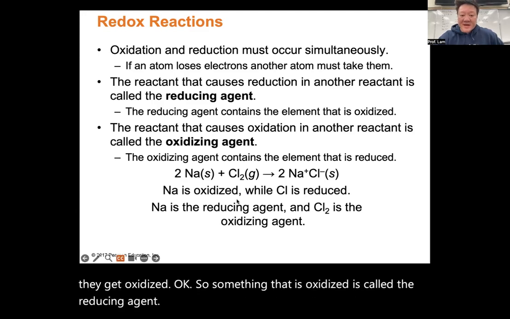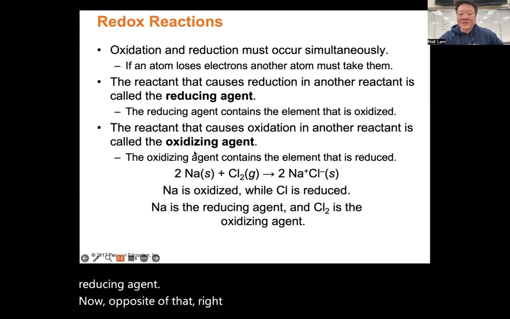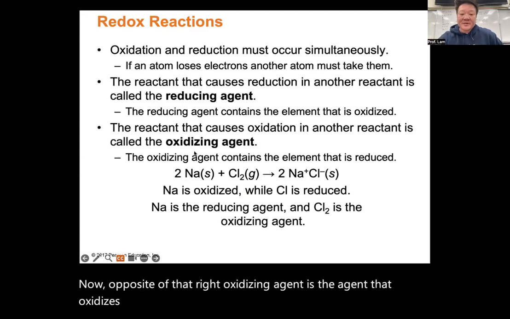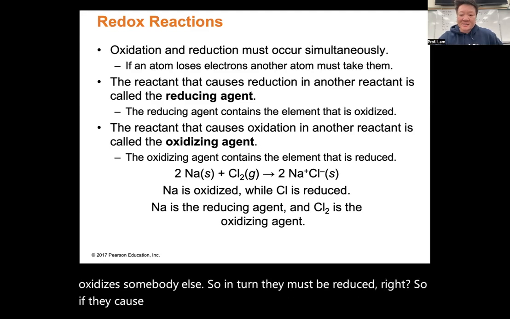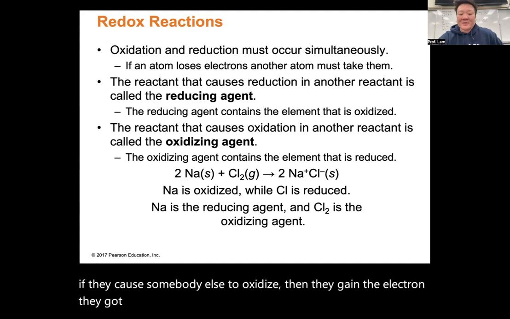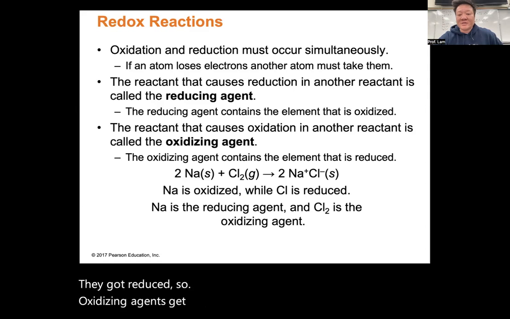Now, opposite of that, the oxidizing agent is the agent that oxidizes somebody else. So in turn, they must be reduced, right? If they cause somebody else to oxidize, then they gain the electron. They got reduced. So oxidizing agents get reduced and reducing agents get oxidized.